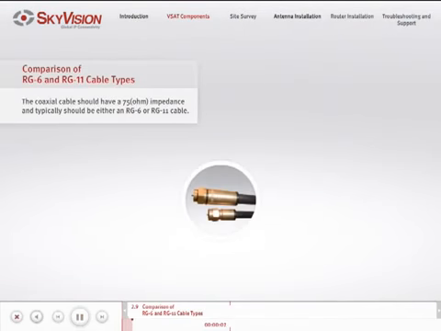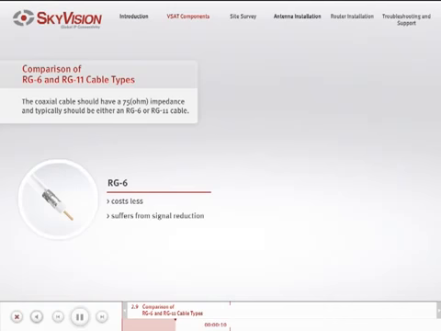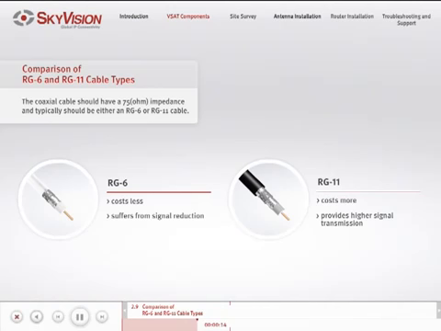The coaxial cable used to connect the LNB and the BUC should have a 75 ohm impedance and typically should be either an RG6 or RG11 cable. The decision made regarding which of these two types to use is one of cost versus performance.